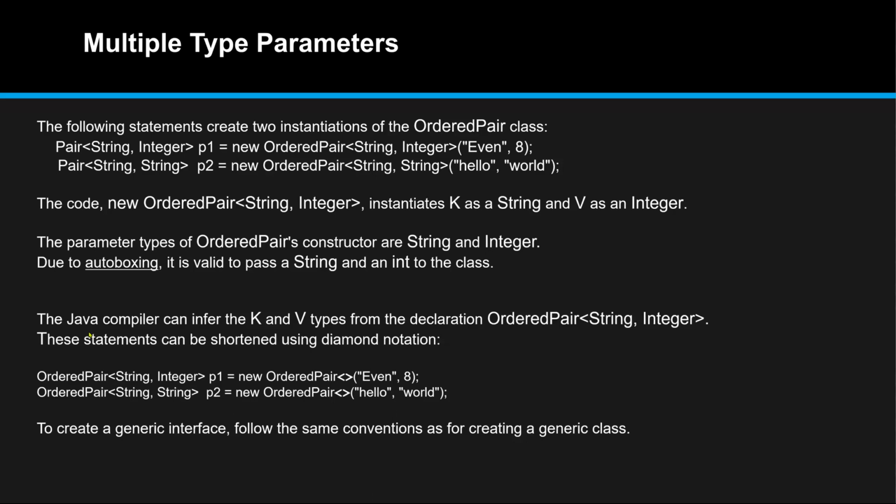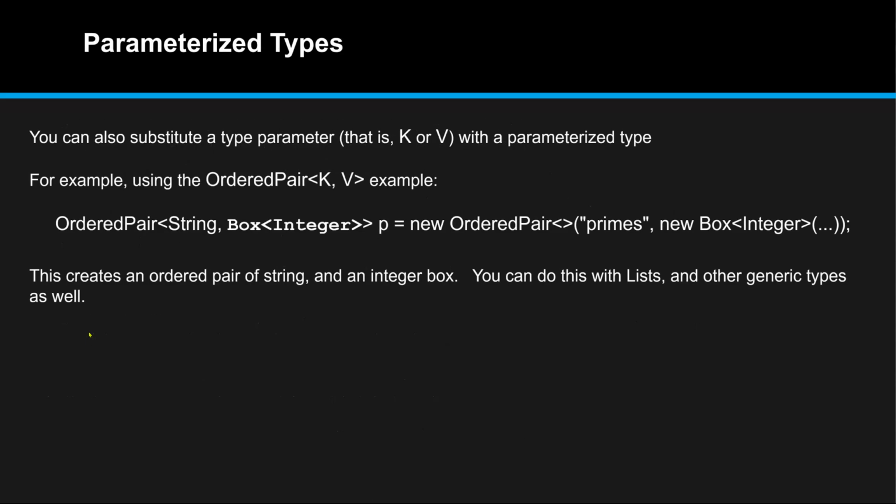To create a generic interface, you use the same conventions as for creating a generic class. You can also substitute a type parameter with a parameterized type. For example, you could have an OrderedPair of String and Box of type Integer. Okay? Or one very common thing is to have a list containing lists.